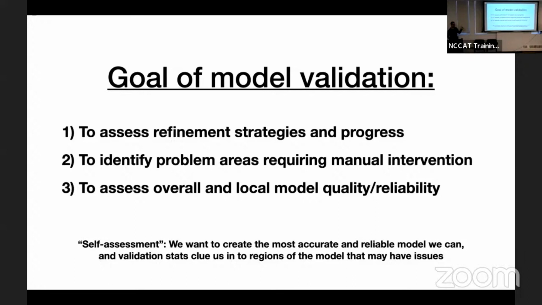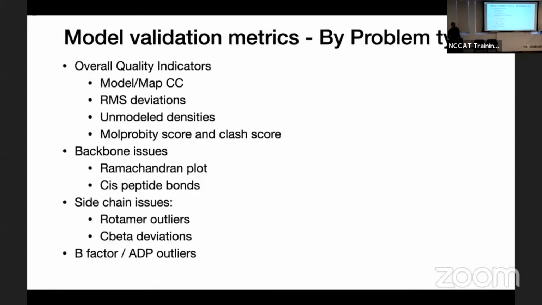So these stats are one of the things I look at after each round of refinement to see: did the model get better? Did the model get worse? If I'm comparing different refinement protocols, which one is yielding a better model? They help us identify problem areas and assess local issues. Things like map correlation coefficients tell us overall how the model agrees with the map, but don't really tell us about local issues.